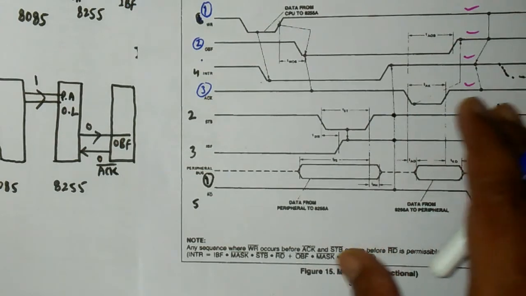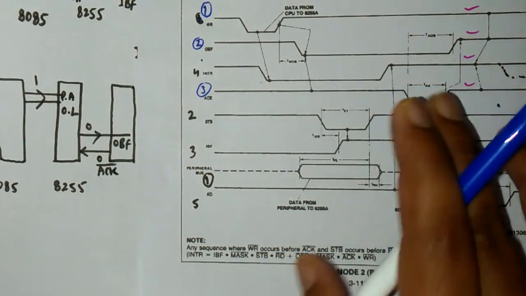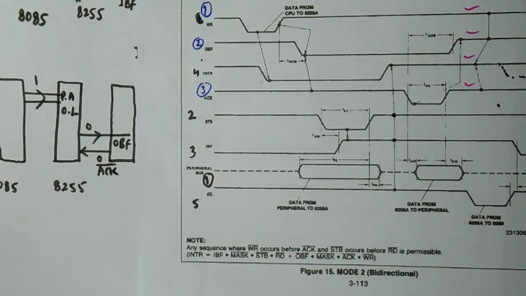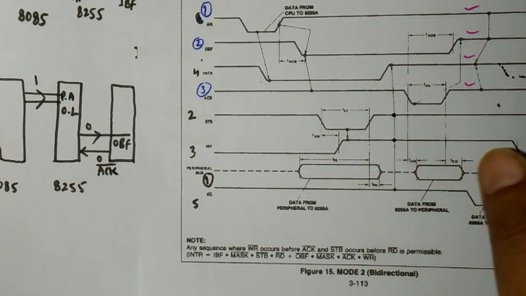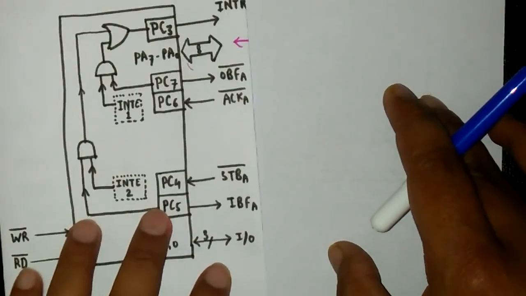So basically this was mode 2, where port A is used as input as well as output. And in order to control the data flow, that means at a time port A will be having input data or output data, 5 bits from port C are used to control that data, which we have already seen here.